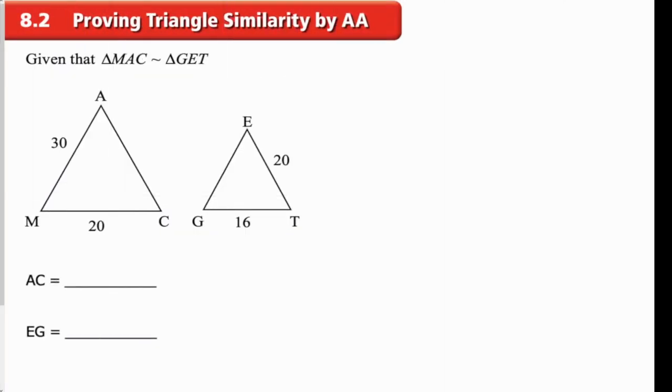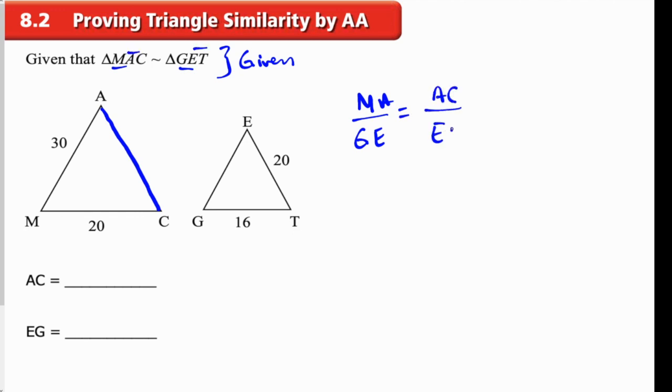So here we are given that triangles are similar. This is our given. And we're being asked to solve for sides. So AC is unknown. And we have to say, well, MA goes to GE, MA over GE, and that's going to be equal to AC over ET, and that's going to be equal to CM over TG.